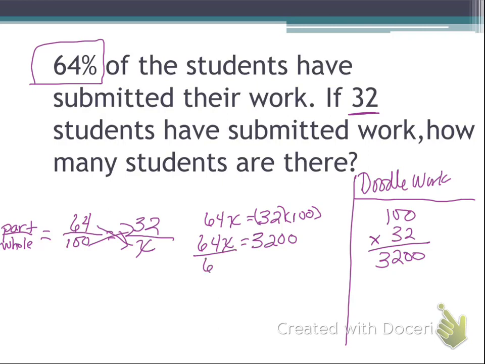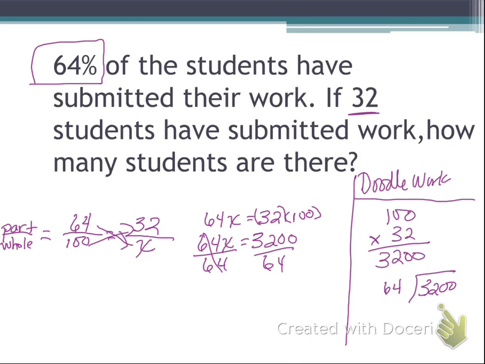And then we have to divide both sides by 64. And I show that division by a fraction. And I'm working down my page each and every time. So then I need to work out that long division. 3,200 divided by 64. Let's see.